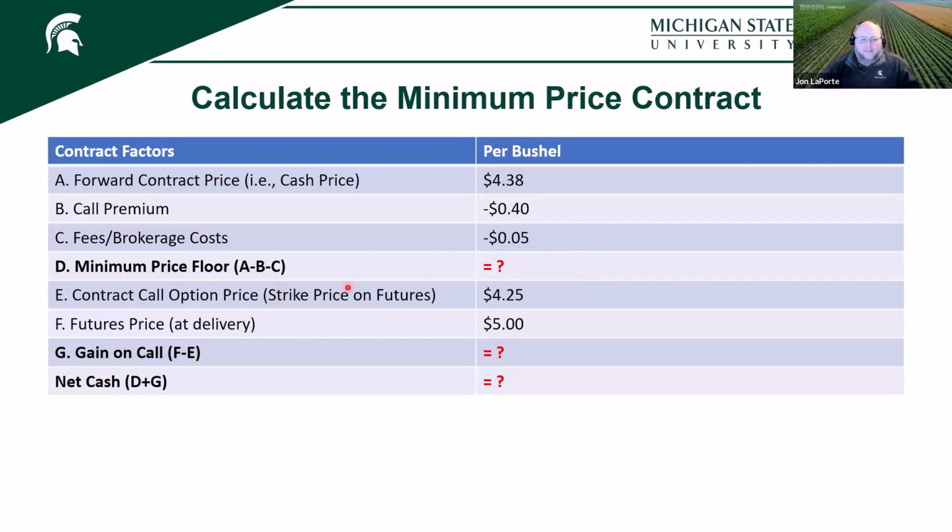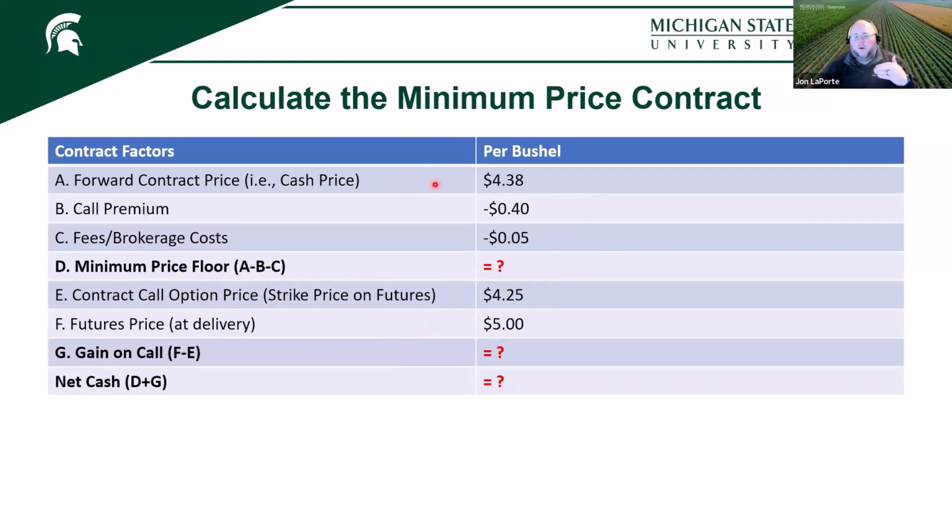And this is going to set this minimum price floor that we're trying to come up with. And then we're going to look at the contract call option, where we want to have the option to buy grain at a strike price lower than where we think futures price is going to be. And we're looking at futures price at delivery in our example at about $5.